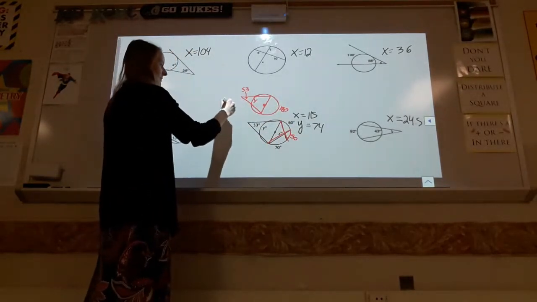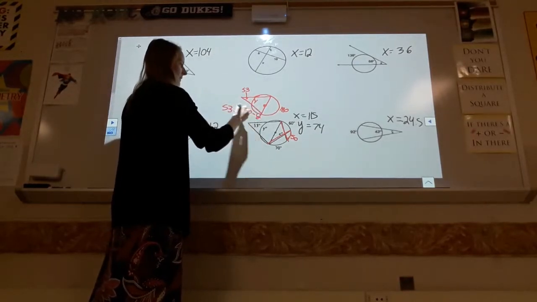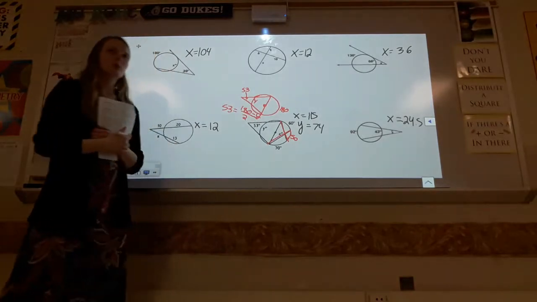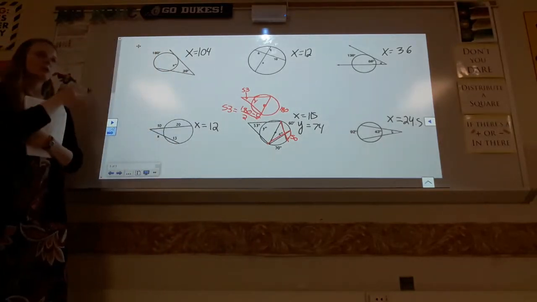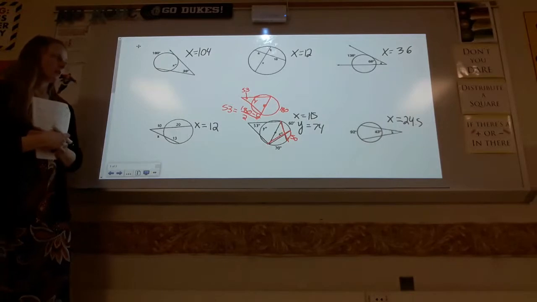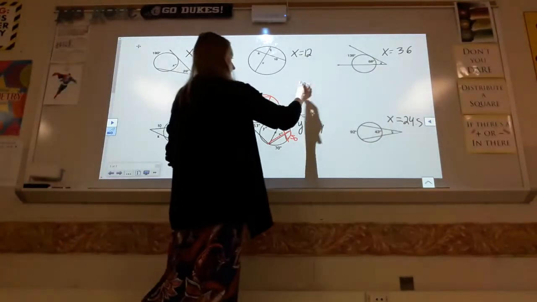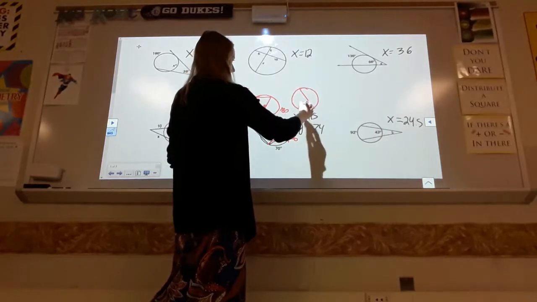So the angle would be 53. The big arc is 180. The small arc is Y, and I would divide by 2. So that's how you would use the formula to solve for Y. Draw the picture separate if you need to isolate what's going on. If you want to draw the second circle off to the side, which is what we're using to solve for X, you could do that too.